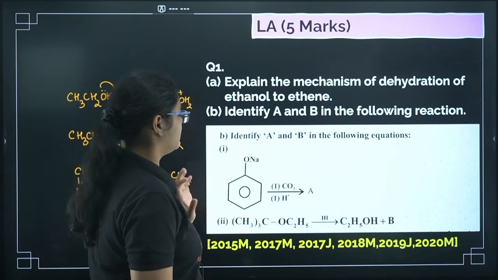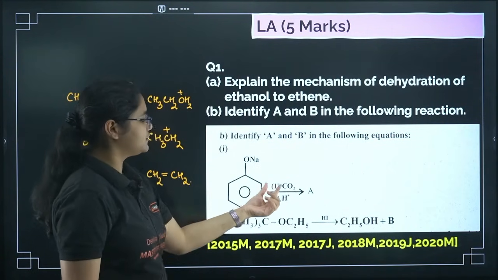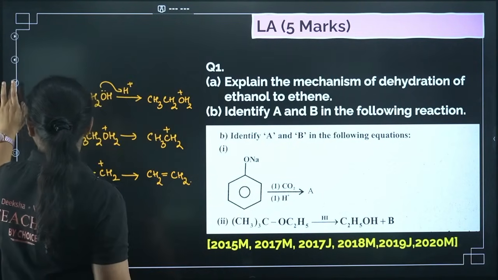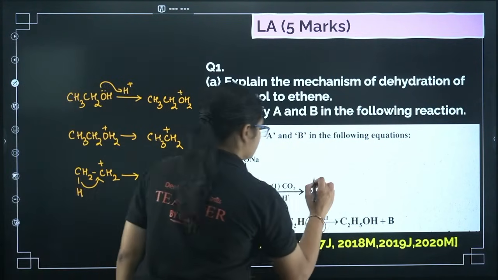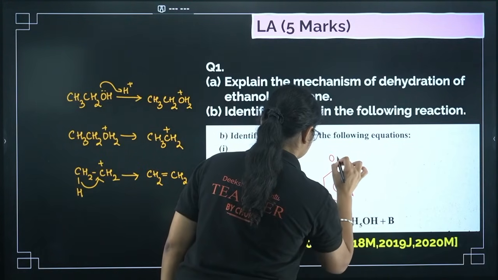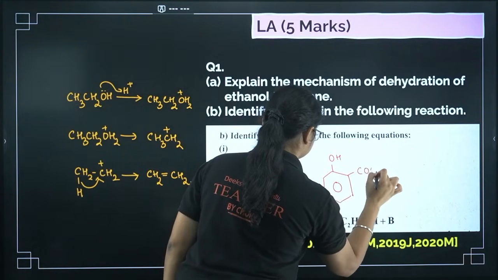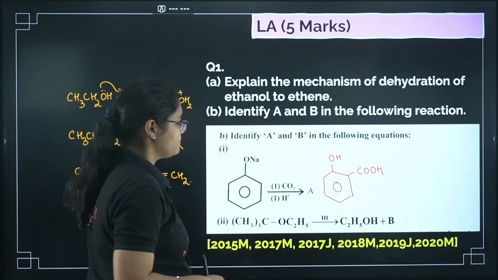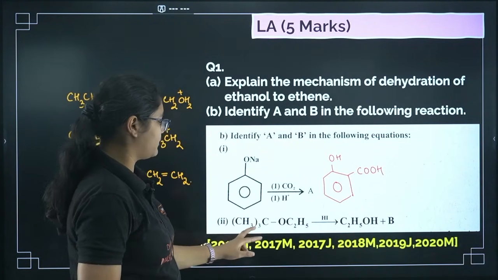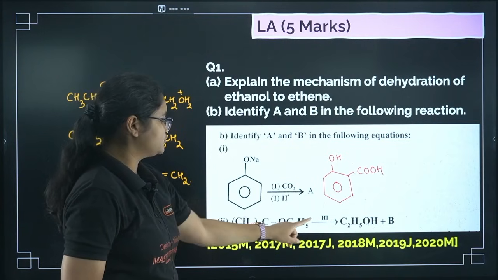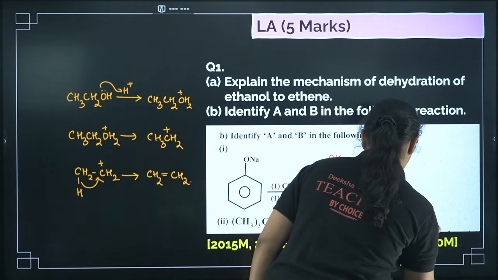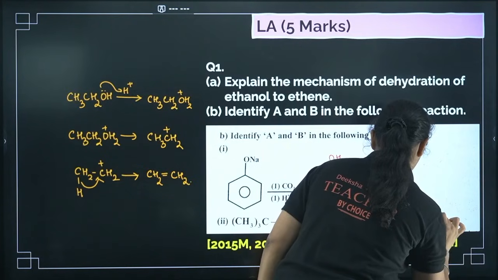Identify A and B in the given reaction. So this is your Kolbe's reaction, right? So what will be A in this reaction? Salicylic acid. We have just discussed this reaction in the previous slides. Okay. Next, (CH3)3COC2H5. Here, if you remember, one side is a tertiary group. So I will attack here. So B will be (CH3)3CI.